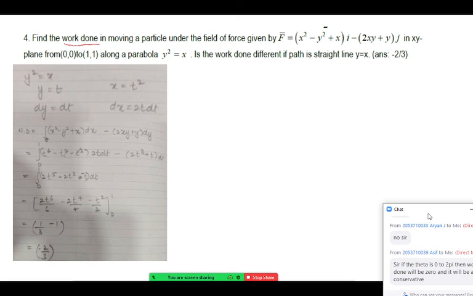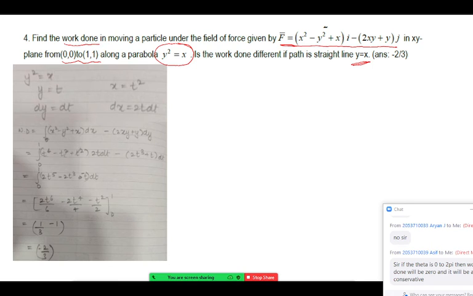Correct. Okay, come to question 4. Now we are finding the work done for a particle moving under the force F bar that is given. This F bar is in the xy plane only. You will observe the k component is not there. F1i plus F2j only. In the xy plane, from 0, 0 to 1, 1 along a parabola y square equal to x. And then one more question, is the work done different if the path is a straight line? So we have to find the work done for curve C1 and the work done for curve C2.